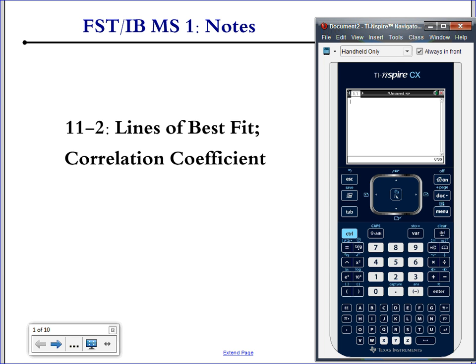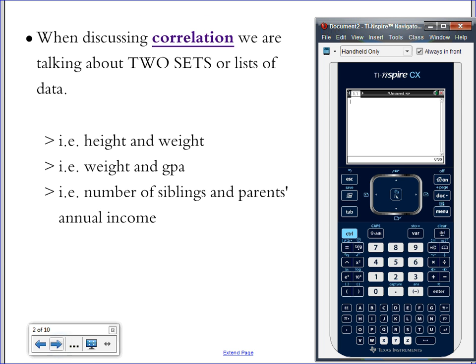So when you record two pieces of information, that's what the first note is going to say here. When discussing correlation, we're talking about two sets of data. So for example, comparing the height and weight of a bunch of people, or comparing the weight and the GPA of a bunch of students, and trying to determine if there is any kind of relationship between your two variables. So that's what correlation is all about.